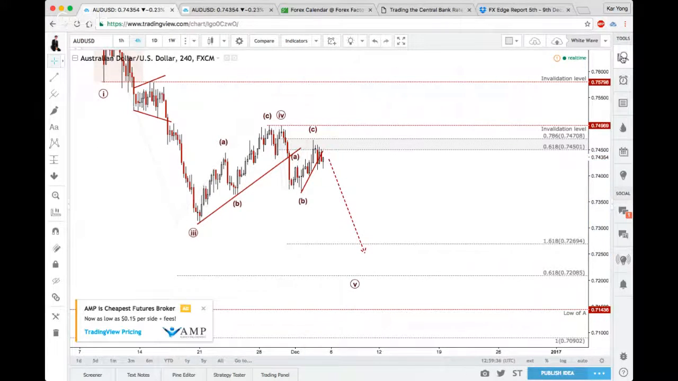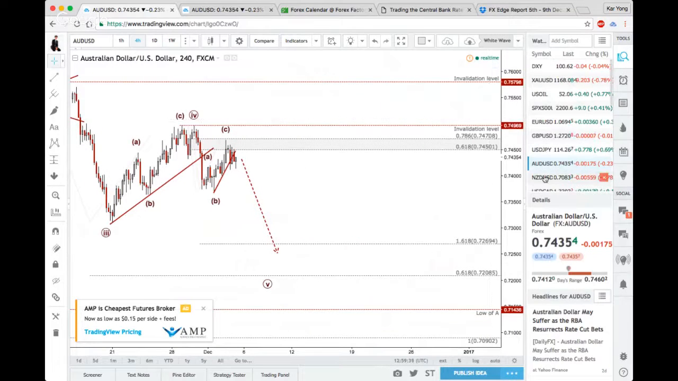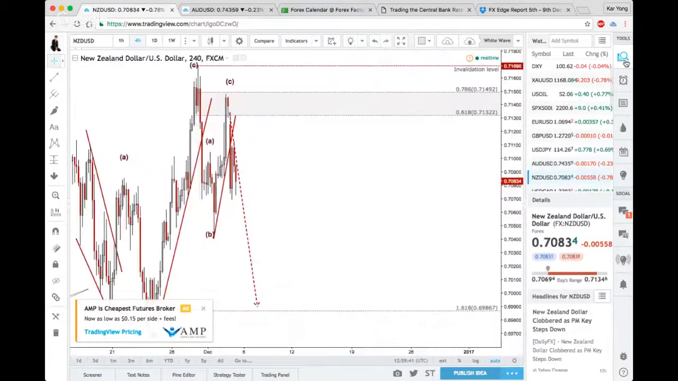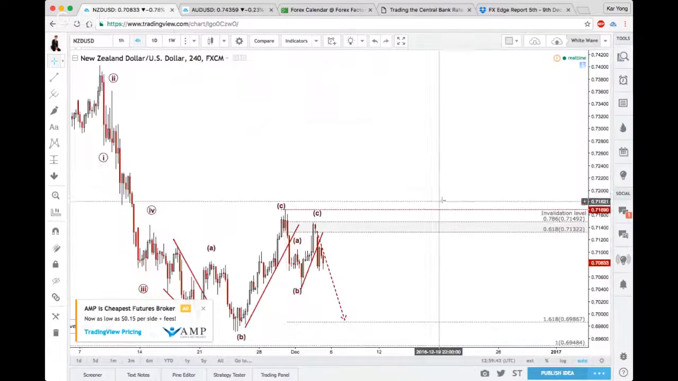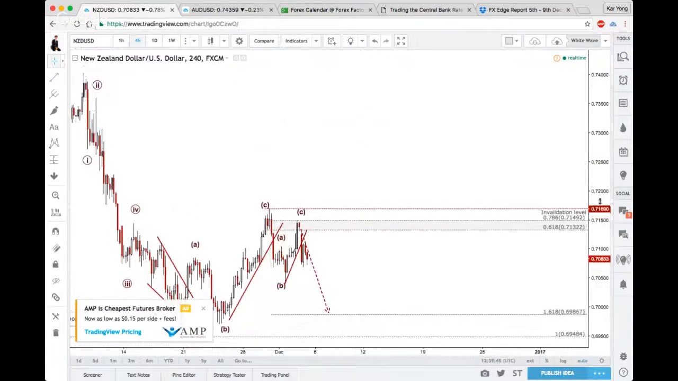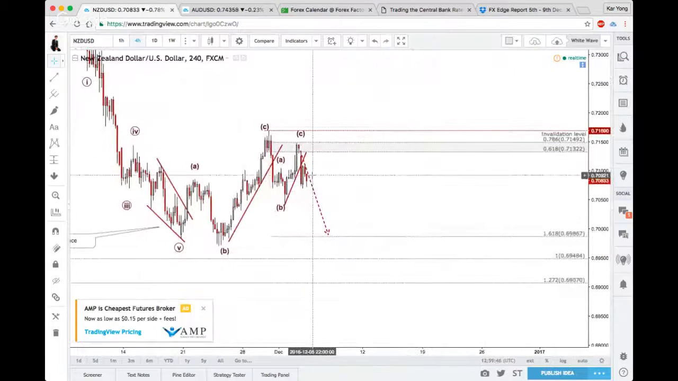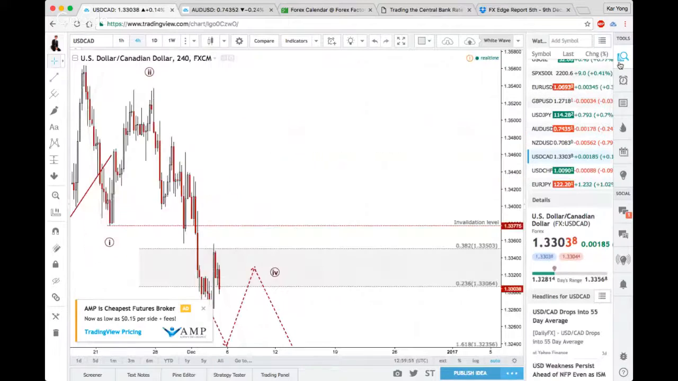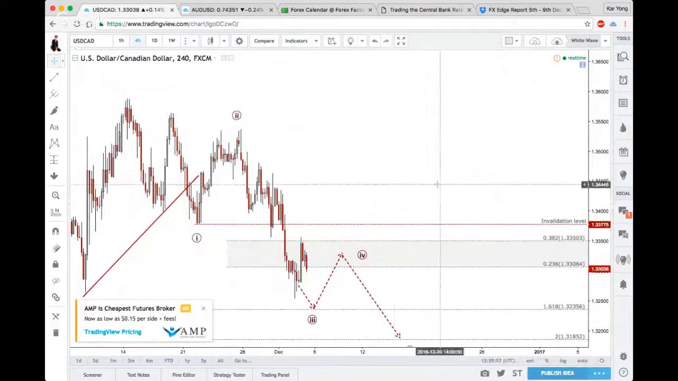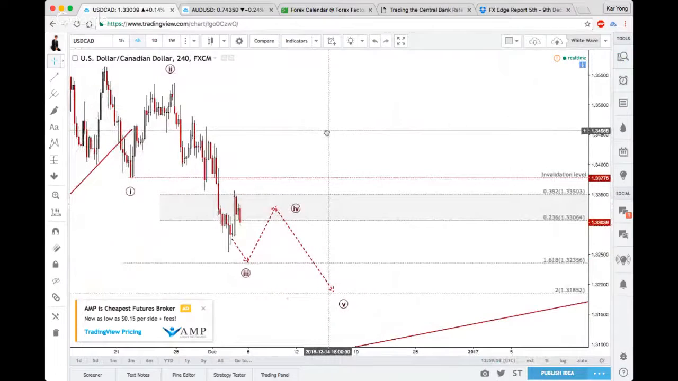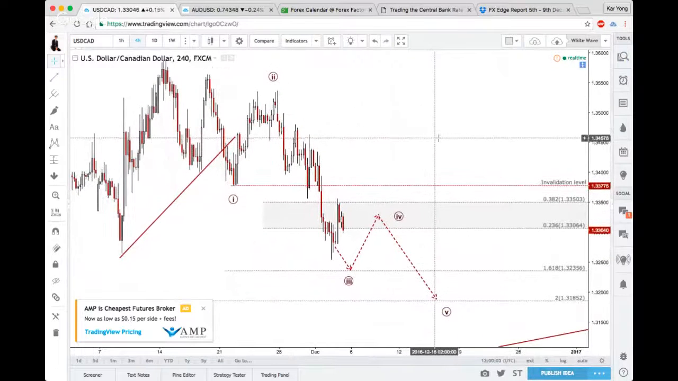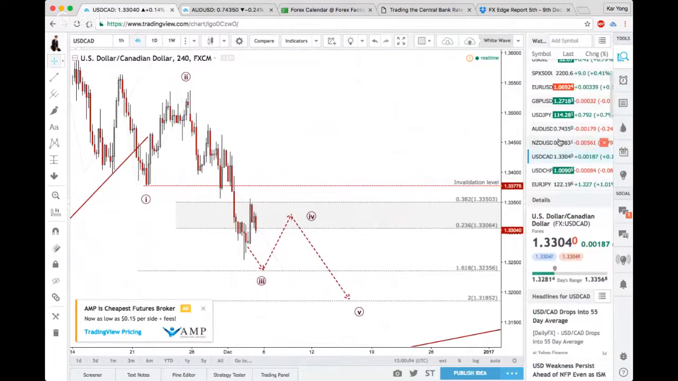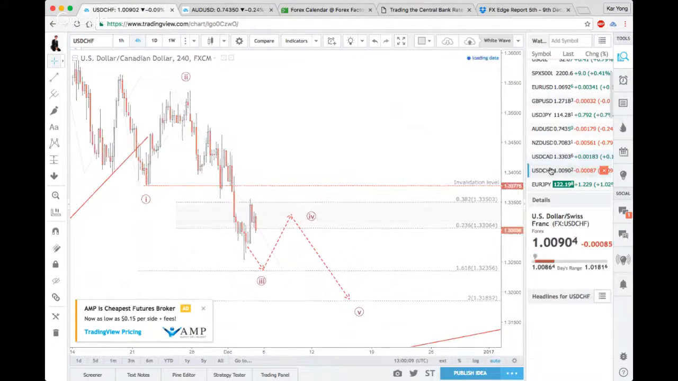This is one I'm going to look out for, Aussie dollar, as well as Kiwi dollar, because these two pairs move almost in tandem. So if I'm looking at Aussie dollar short, I'll also be looking at Kiwi dollar short. These two are in my watch list. Dollar Canadian, I'll also be watching for an opportunity to take a short trade this particular week. So major wise, I'm looking at Aussie dollar, Kiwi dollar, and dollar CAD.